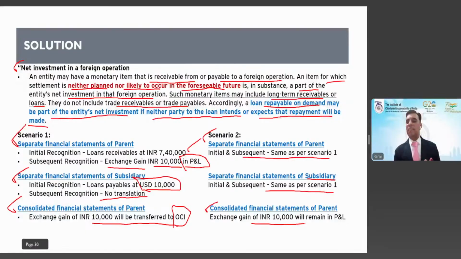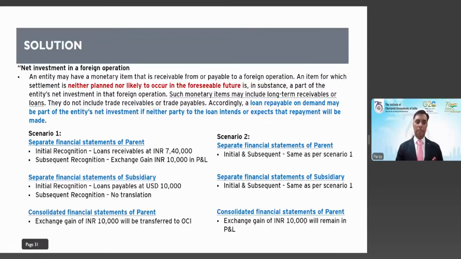Why? Because in scenario number 2, we have assumed that the holding company is going to receive this money and the subsidiary company is also going to repay this money back to the holding company, right? So in scenario number 2, we have assumed this transaction as a loan transaction. However, in scenario number 1, we have assumed this transaction as an investment transaction, right? I hope it is clear.